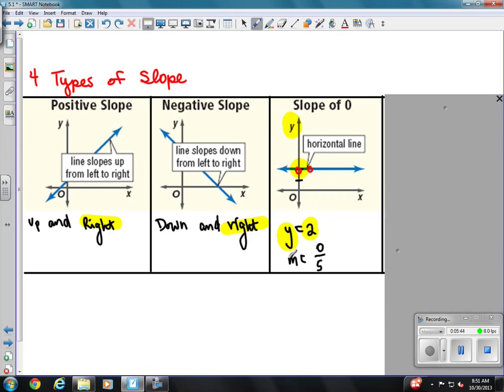Also, if you're finding slope, if you end up with something like m equals 0 over 5, you always reduce it and say, how many times can 5 go into 0? 0 times. So slope of 0.